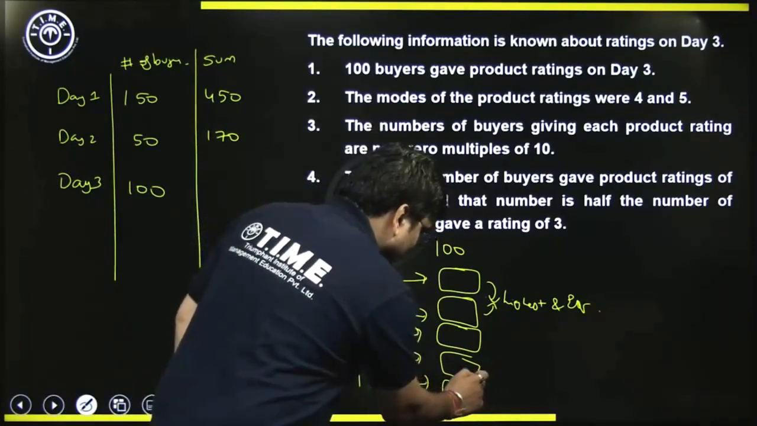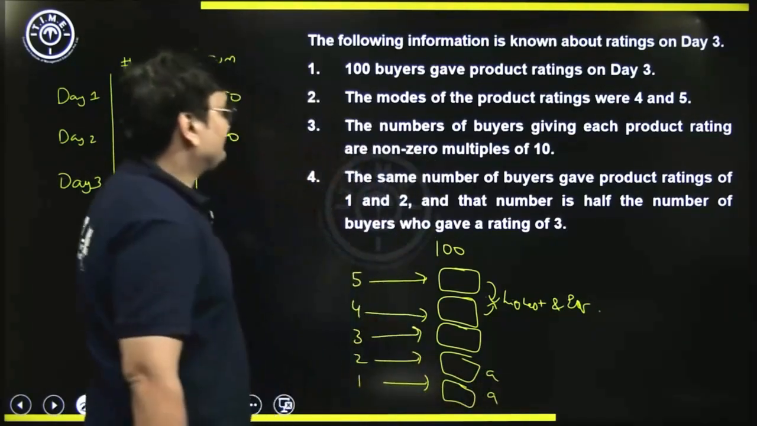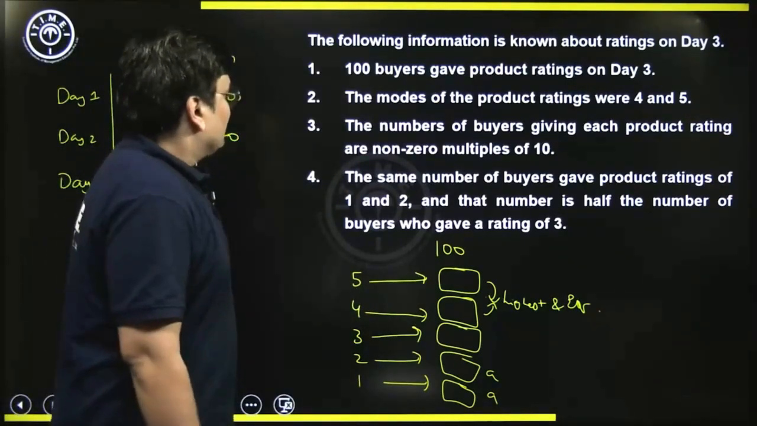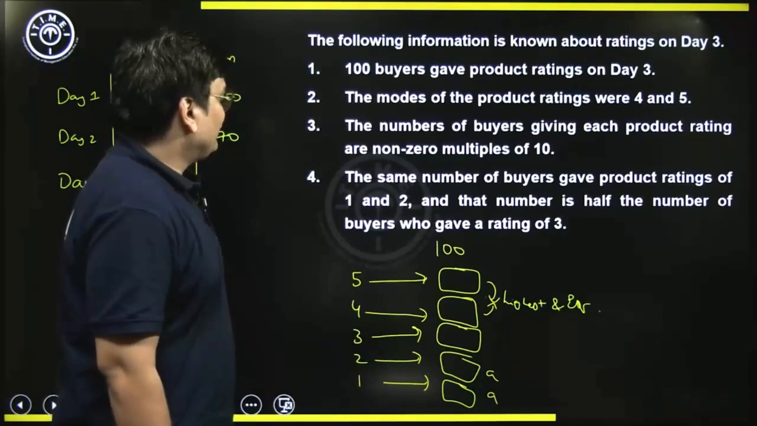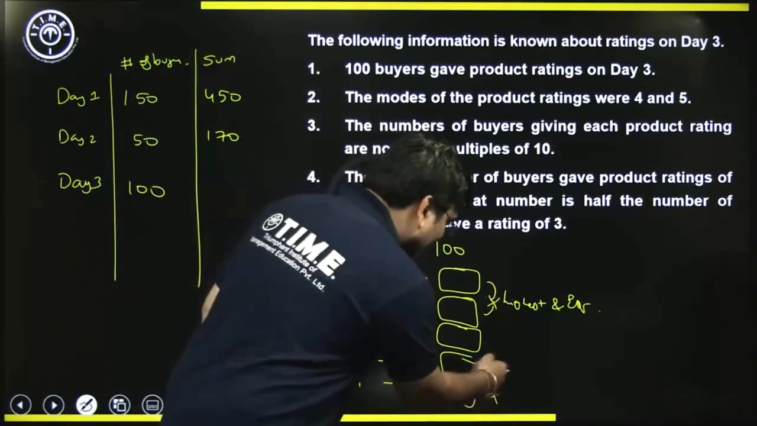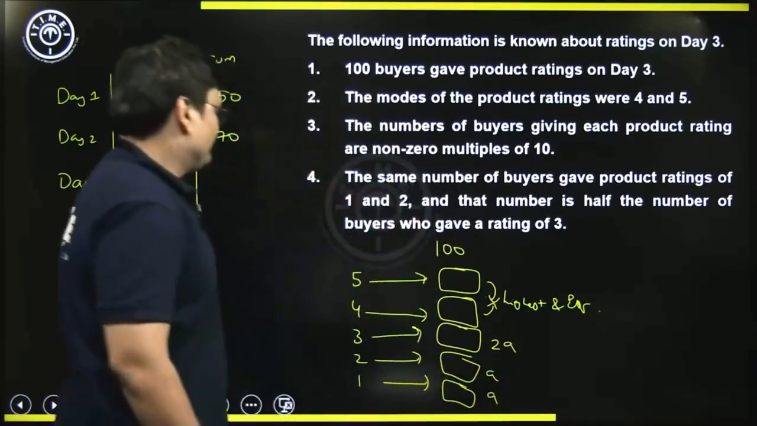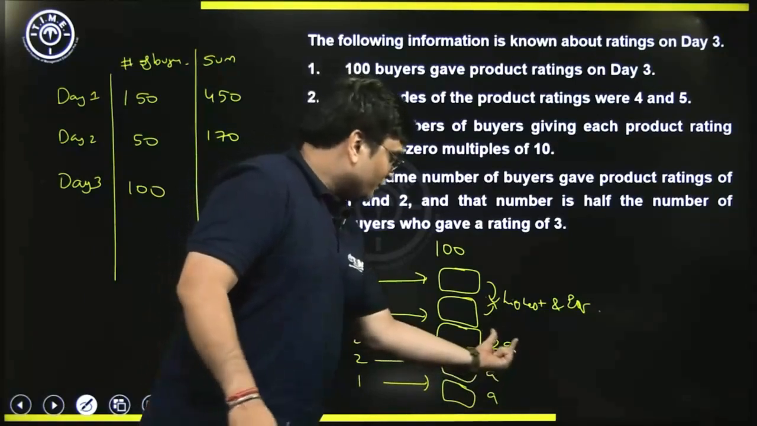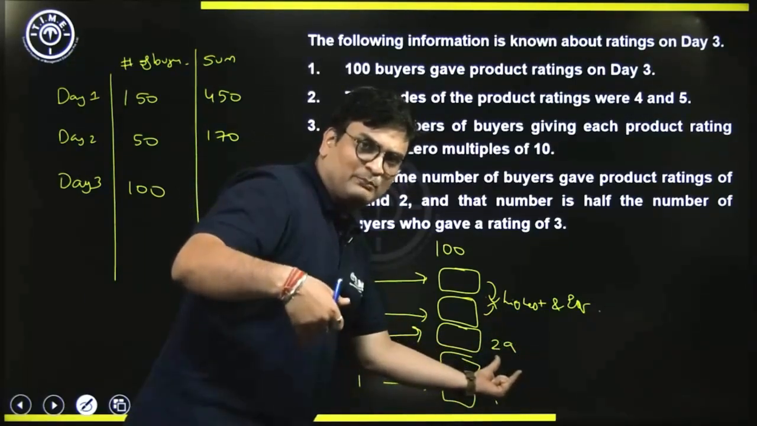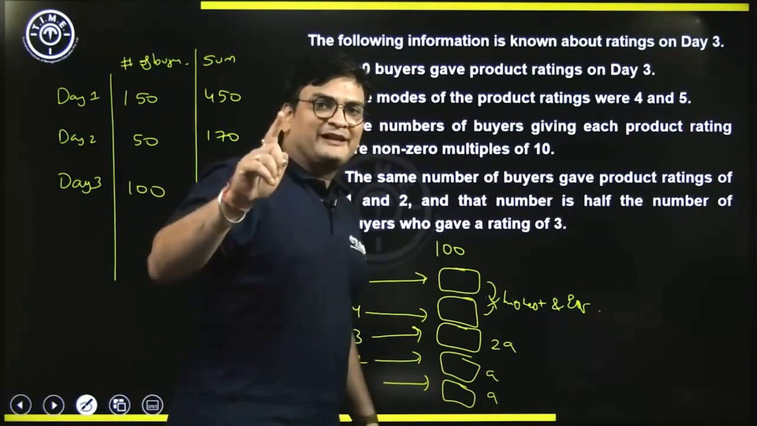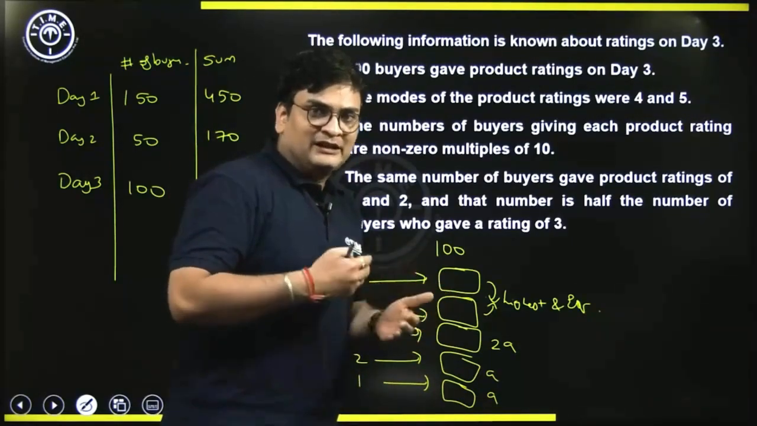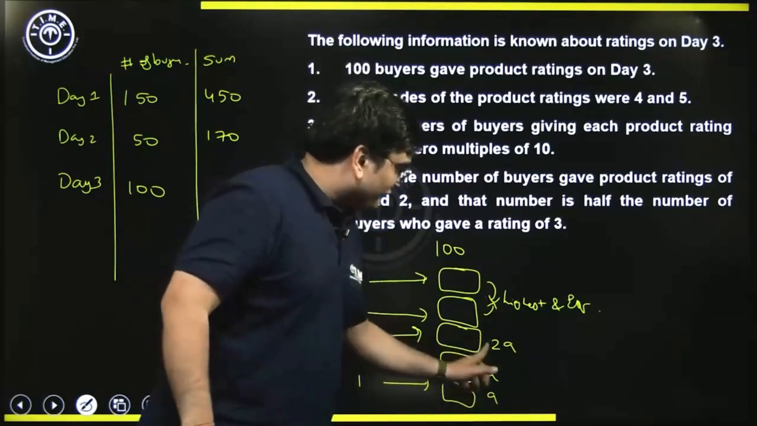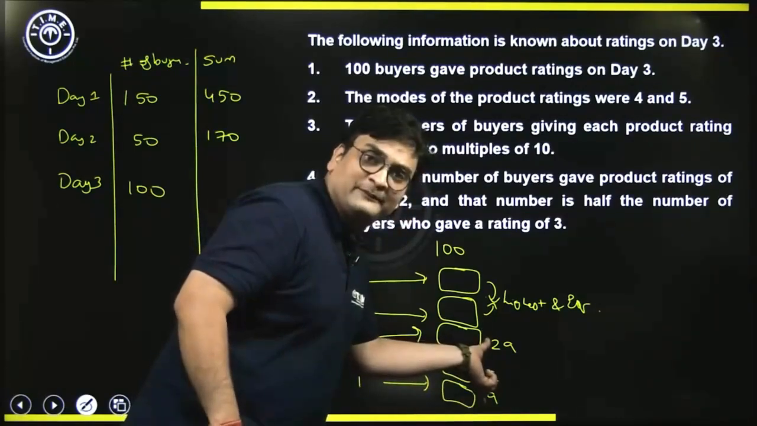So if this is A, this is also going to be A. And please note, A is multiple of 10. And that number is half of the number of buyers who gave rating of 3, and this is half of this. So this will be 2A. Now please note, A and 2A, that means overall we already have 4A buyers here, and we know the value of A has to be a non-zero multiple of 10. That means the value of A is minimum 10. So even if you take A as 10, you will get 40 buyers here in these 3 groups.